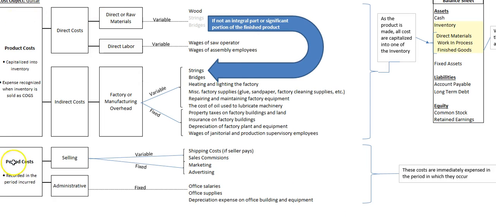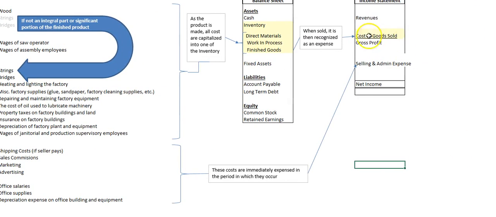So this is the cost classification chart. Product costs, which flow into cost of goods sold, are initially capitalized into inventory. So these are all capitalized into inventory: direct materials, direct labor, and factory overhead. Capitalized means that it doesn't hit the income statement. It goes into inventory, which is part of the balance sheet, as you can see here. And when you sell it, it then goes into the income statement as part of cost of goods sold.